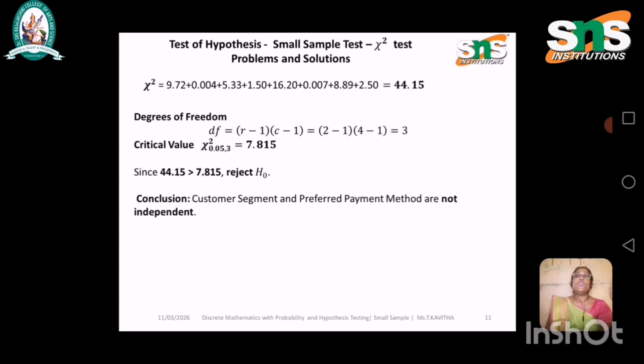The critical chi-square value at 0.05 is 7.815. This is the critical value given. Our calculated value is 44.15, which is greater than the critical value. Therefore, we reject the null hypothesis, that is, we accept the alternative hypothesis. The alternative hypothesis says customer segment and preferred payment method are not independent. This is our conclusion: these variables are not independent. Thank you.